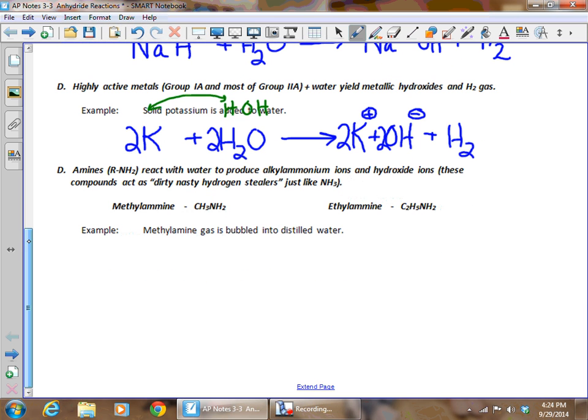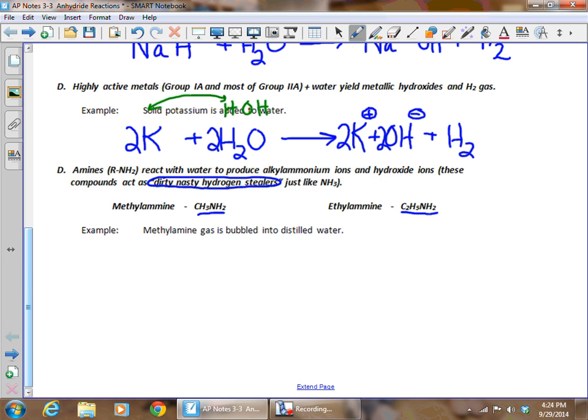Okay, our last example are some weird bases, amines. Amines are cousins to ammonia. And remember that ammonia we've often referred to as a dirty, nasty hydrogen stealer because it steals hydrogens from acids. That's what makes it a base. So this is exactly what's going to happen if we put methylamine or ethylamine into water. It's going to act just like ammonia would when it's added to water. It's going to steal a hydrogen.